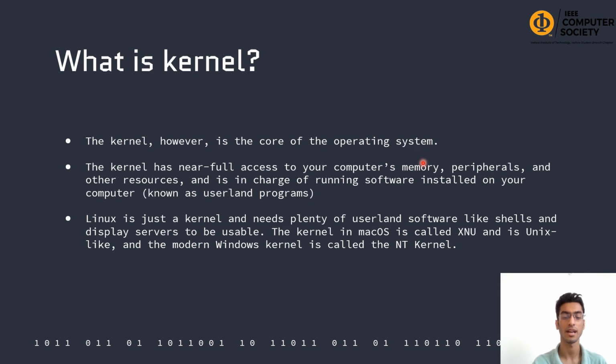The kernel has nearly full access to our computer's memory, peripherals, and other resources, and is in charge of running software installed on our computer, known as user-land programs. For example, Linux is just a kernel and needs plenty of user-land software like shells and display servers to be usable. The kernel in Mac is called XNU, and this is just for reference, and the modern Windows kernel is called NT. Now we'll see something called the modes or privilege levels in a processor.